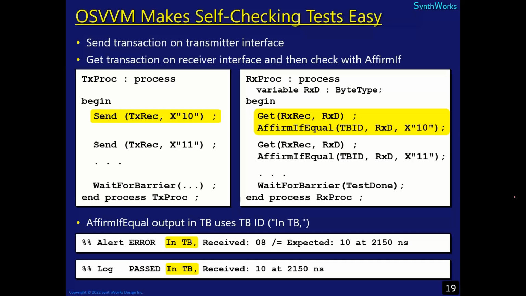Because I called it with an ID that's TB ID, and I gave TB ID the name TB, it's going to tell me in TB, I received, if it fails, I received 8 and I expected 10. And it gives me the time it happened at. We are going to be offering in the future a format where the time prints first. We've got a request in that, and we've got a sensible proposal for an output formatter for it.